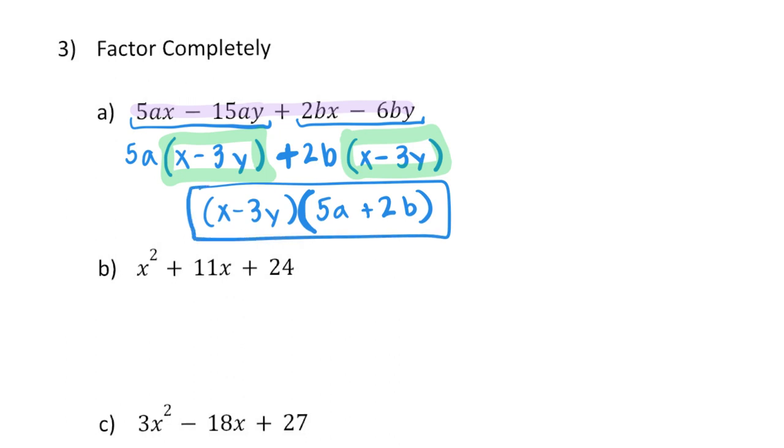And there we go. That's our factoring when we have 4 terms. I do want to check and see, can either one of my factors be factored further? In this case, neither one of these factors can be factored further, so we are completely finished with the problem.